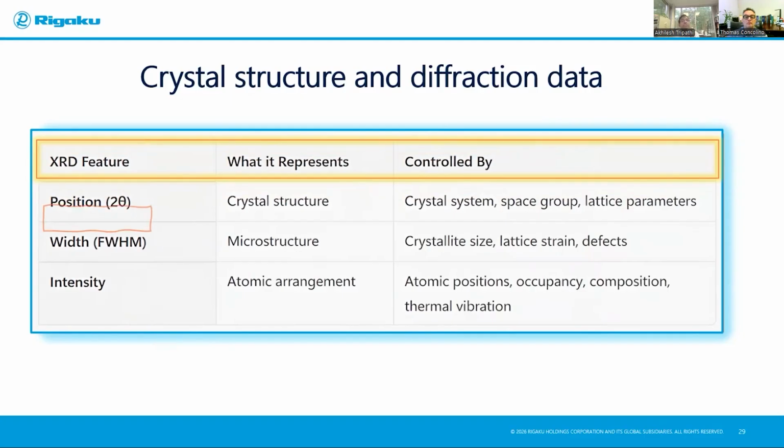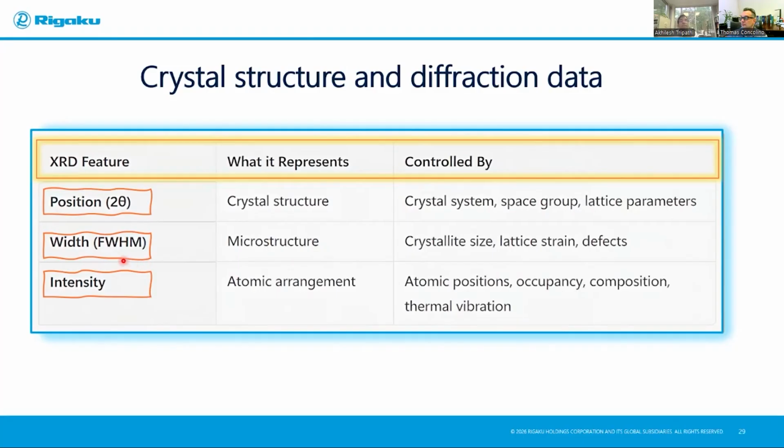such as the position of the peak. When you see a diffraction pattern, you see the peaks at different positions. You see the width of the peak and you see the intensity of the peak. The position of the peak is very indicative of the crystal structure. It comes from the crystal system, space group, and lattice parameters. So when you choose a phase with those, you are generating the positions of the peak.